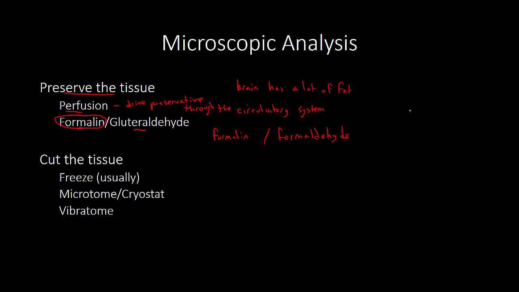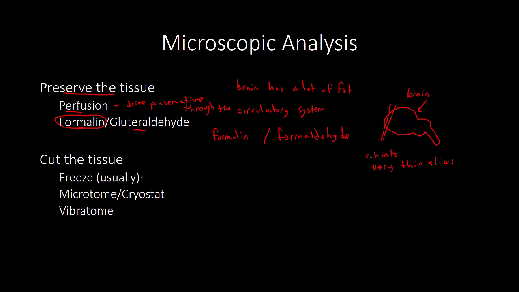Now, once I have this, I'll have a block of tissue. Okay, so I have a hunk of brain tissue. It won't rot anymore, but I can't see anything. If I want to see anything, I'm going to have to cut it into thin slices. Very thin slices. The reason I have to do that is so that when I put it under a microscope, the light can pass through it. It's got to be that small.